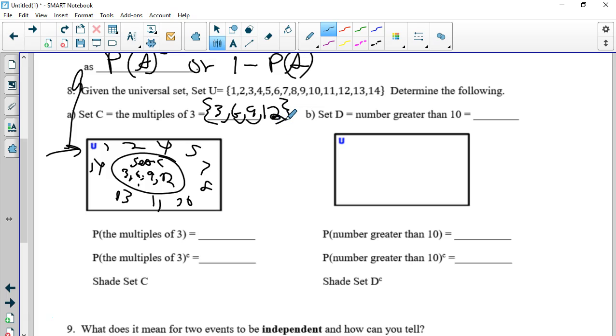Set D. I want numbers greater than 10. That's not too hard. 11, 12, 13, 14. That's not a brace. Sorry, I'm a little bit more scatterbrained than normal. So, I write set D here, and you can also just put a D. You don't have to write the word set, it's understood. And I'm just going to write 11, 12, 13.